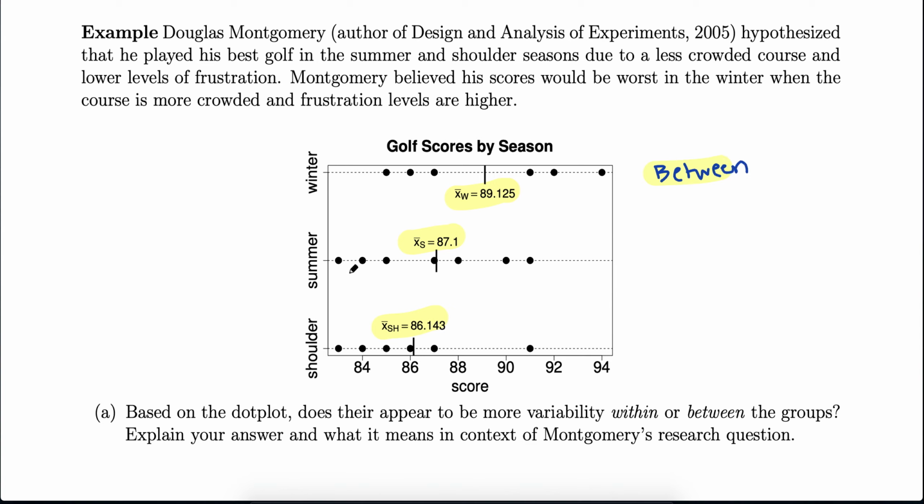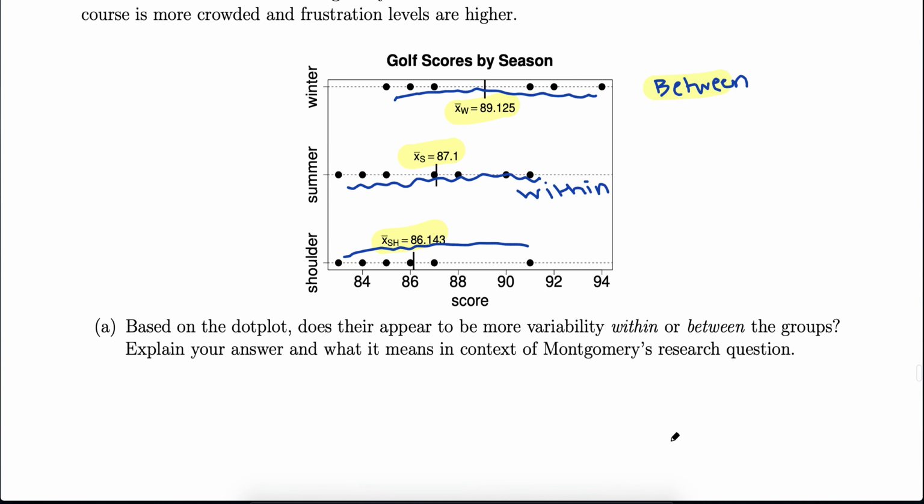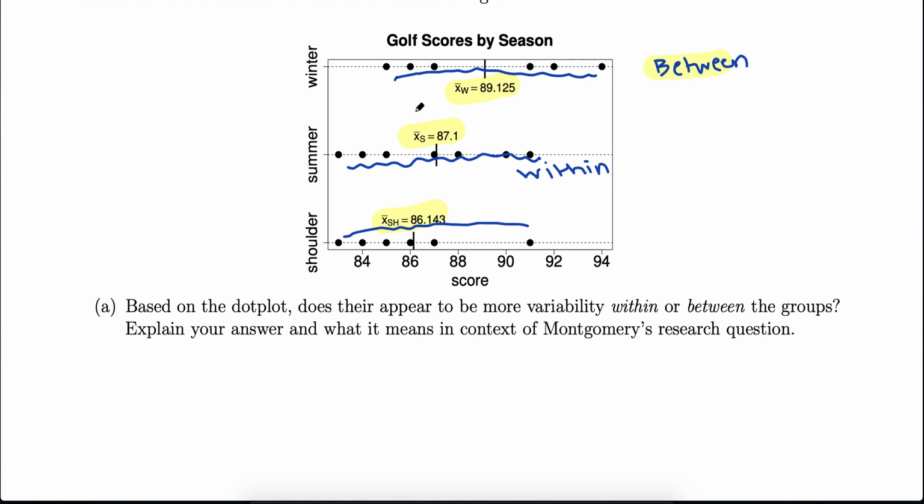And then this spread is showing the within variability, of course that spread cumulatively in all the different groups. So the question is, which one looks like it has more variability, within or between? Hopefully you're thinking that there's more variability within. These scores are so spread out within each group that these slight differences, 89, 87, 86, might not really be meaningful.